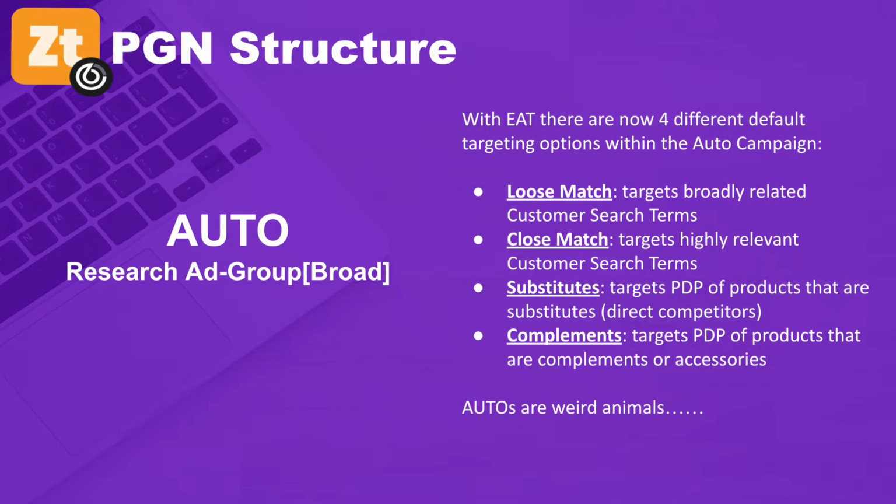The auto campaign is going to be a research campaign or ad group with the new EAT, enhanced auto targeting. Auto by default will have 4 entities.